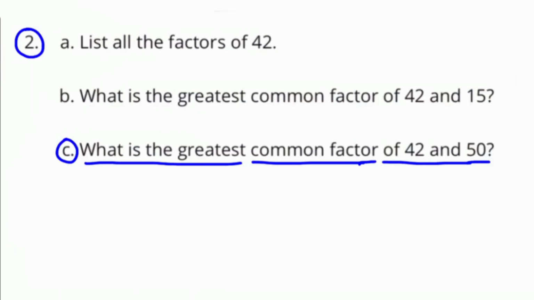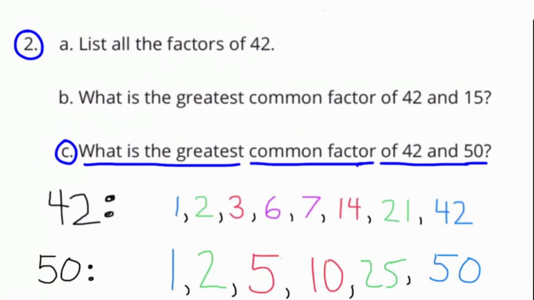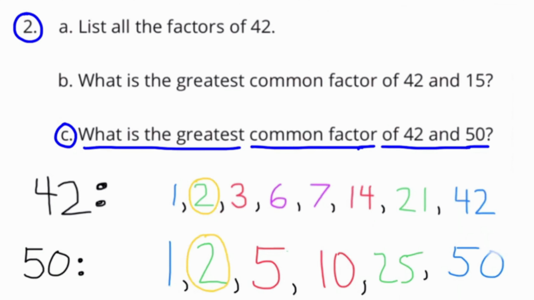C. What is the greatest common factor of 42 and 50? Again, here we see the factors of 42, and beneath it I have the factors of 50. 1, 2, 5, 10, 25, and 50. So we need to look for the greatest common factor. Which numbers do they have in common, and which is the largest one that they have in common? Well, it's not very large, but it's the largest one that they have in common. The greatest common factor of 42 and 50 is 2.